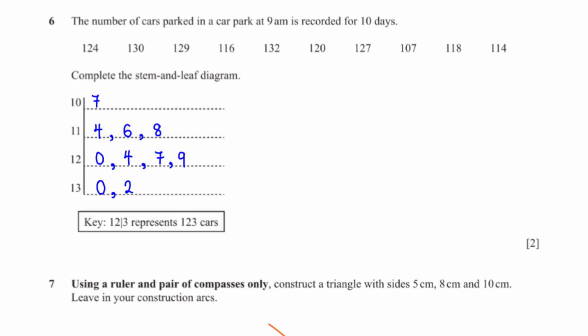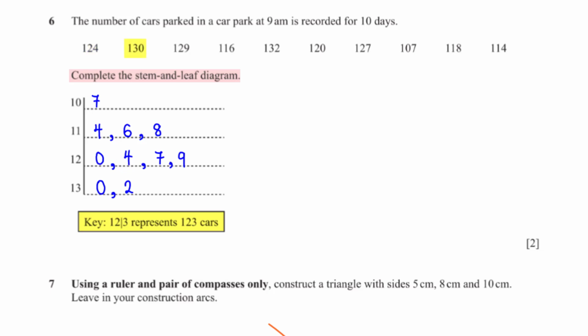The number of cars parked in a car park at 9 a.m. is recorded for 10 days. Complete the stem and leaf diagram. The key has been given as 12|3 represents 123 cars. So if we pick 124, the first two numbers are 1, 2, which means we need to write the number on this line and write down the final number, which is 4.